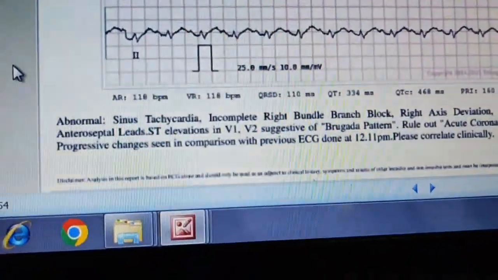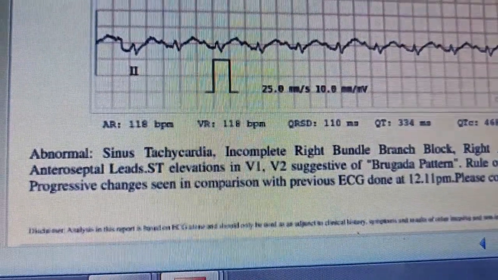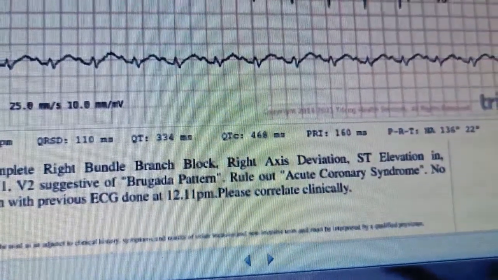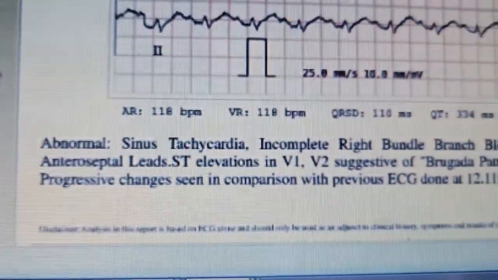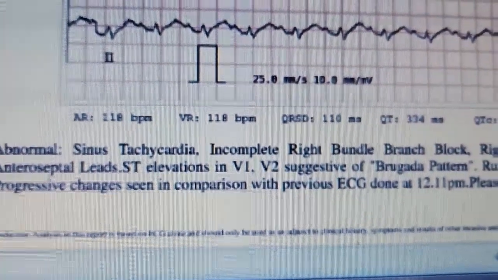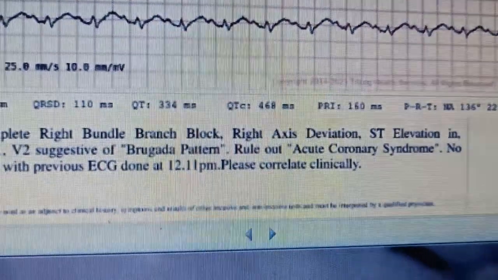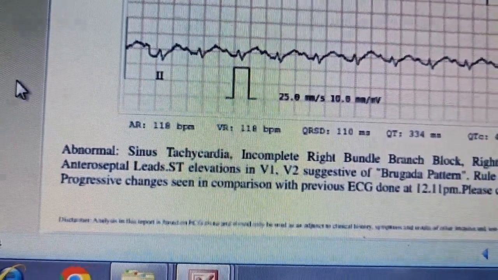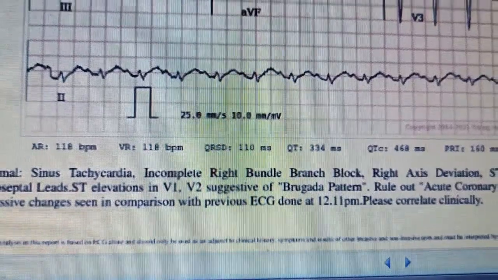And again here it summarizes what is abnormal in this graph, and that abnormality is represented here as sinus tachycardia, incomplete right bundle branch block, right axis deviation, ST elevation in anteroseptal leads, ST elevation in V1, V2, suggestive of Brugada pattern. Here it is also suggested to rule out acute coronary syndrome. No progressive change seen in comparison with the previous ECG done at 12 and past 11 minutes.